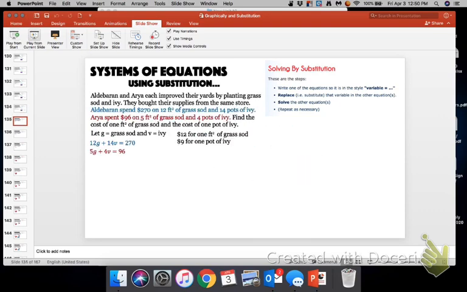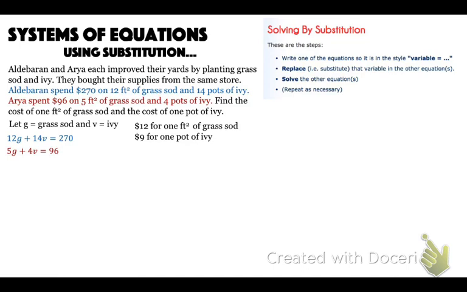Okay, so let's do this one now. So again, I have to solve for one of them. Doesn't matter. I'm going to take that one, and I'm going to solve it for v. You could solve it for g. Doesn't matter. So I subtract that 5g over, and then I divide by 4. So I get v equals negative 5/4 g plus 24.